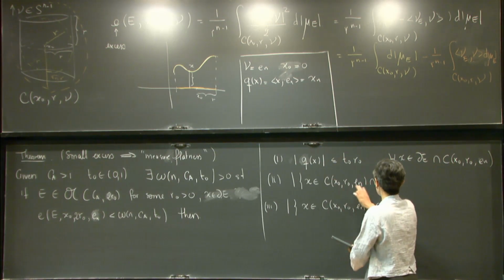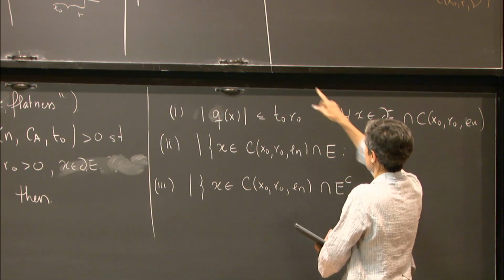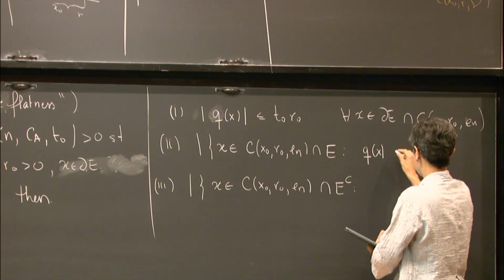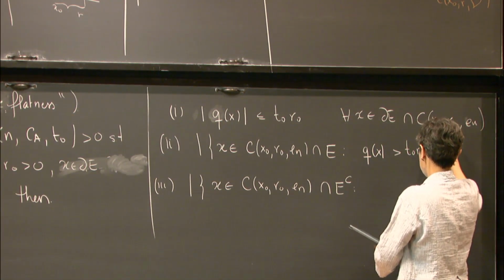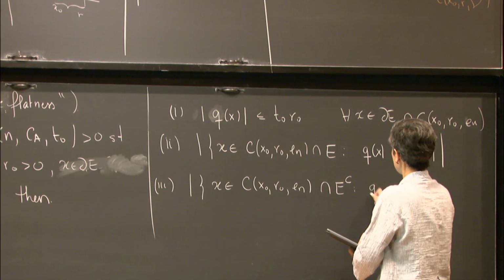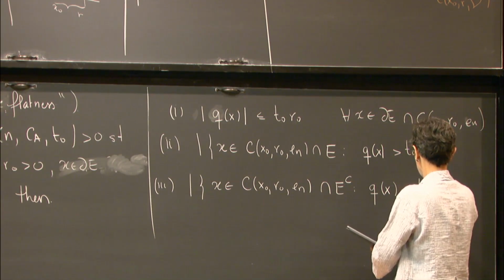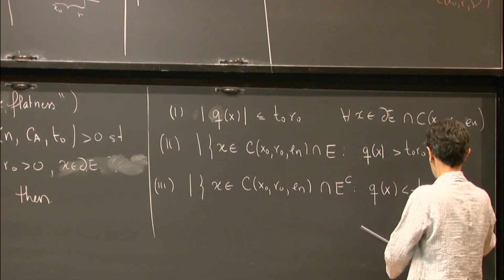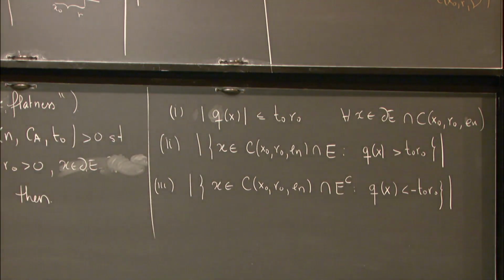So if we look at the points where xn is bigger than T0 R0, something happened. And if we look at the points here in the complement, I'm about to draw, so please don't. Just give me a minute so something happens. I know I haven't written what happens.